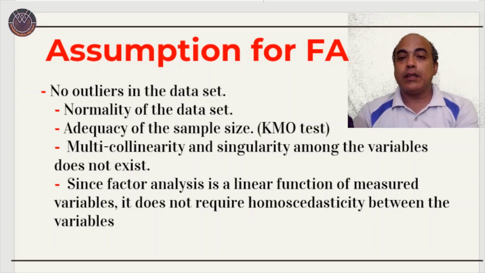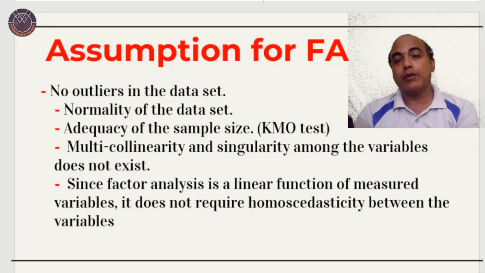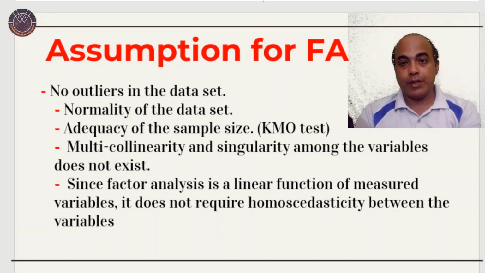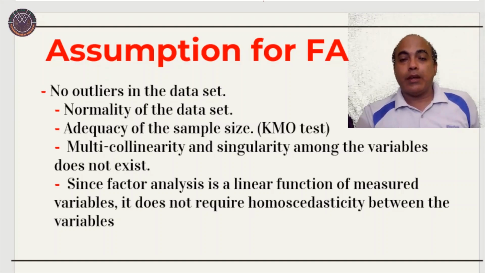Secondly, there should be normality in the data set. That is, whenever the observed variables are plotted, they should follow the normal probability curve. So there should be a normal probability curve trend in the data set or in the observed variable pattern.